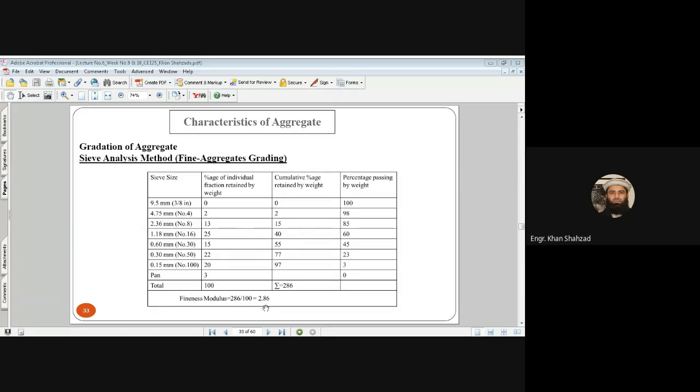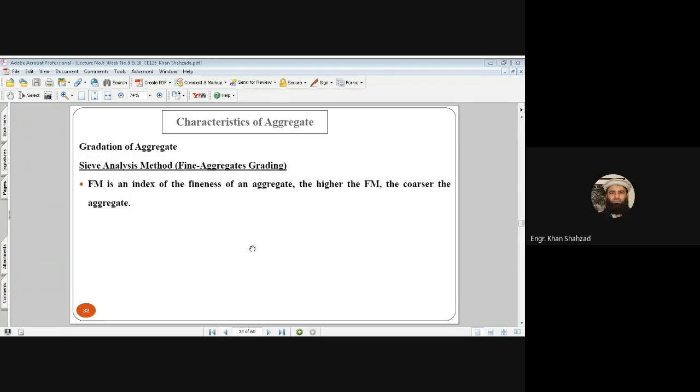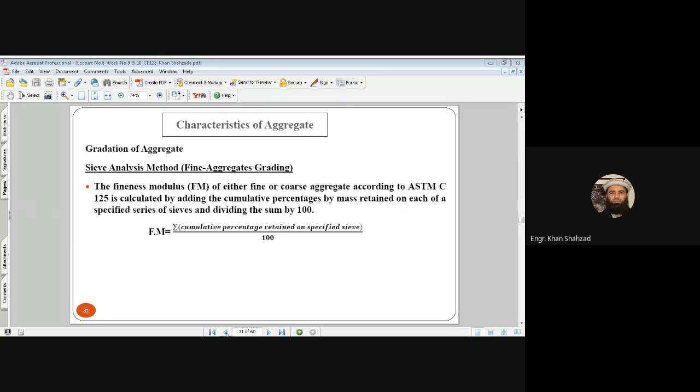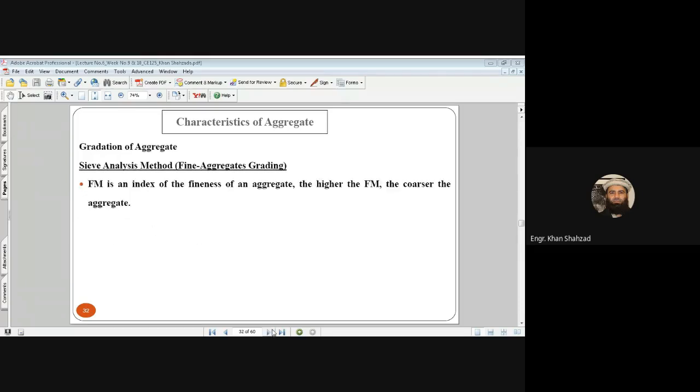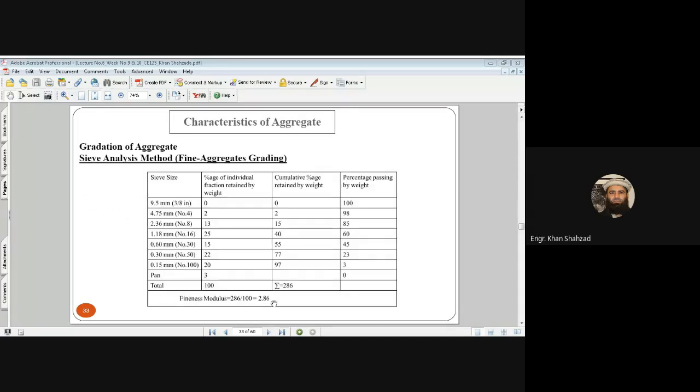And we need a constant figure. We need one figure. So that's why we are dividing it by 100. So we are getting 2.86. Now, what was the range for the fine aggregate? Does anyone remember the range? 2.3 to 3.1. So it is in the range. 2.86.